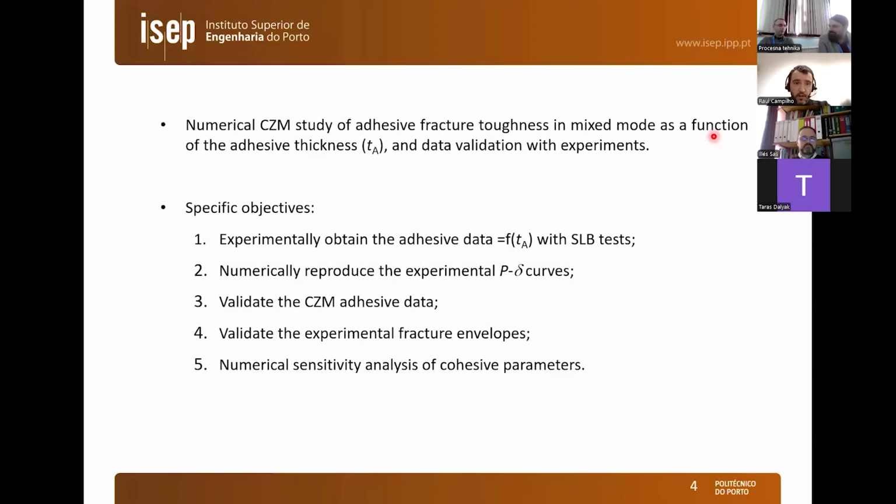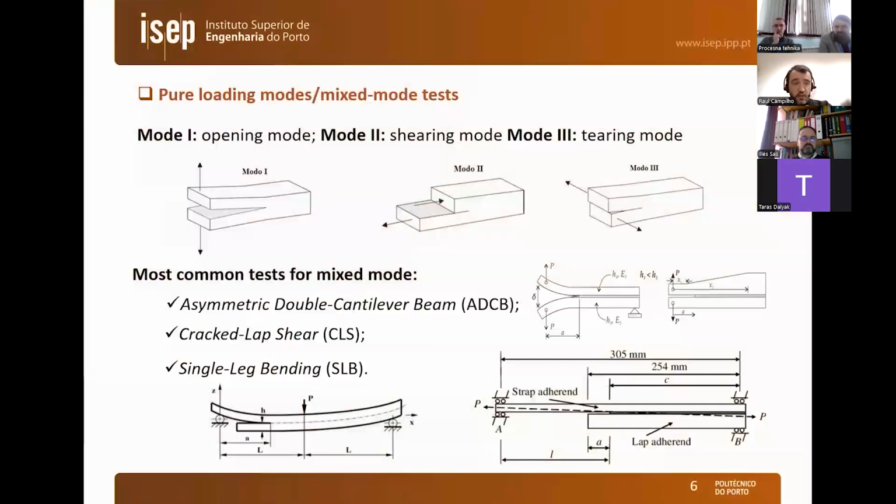With the numerical model. There are also specific objectives that I will deal with as the presentation goes on. As a short introduction to the topic, we know that crack propagation can be applied in loading in pure loading mode or mixed mode. In pure modes, we have the opening mode or mode 1. We have mode 2, which is in-plane shear, and we have mode 3, which is the tearing mode or out-of-plane shear. And then we have mixed mode when we have two or more of these modes happening concurrently at the crack tip.